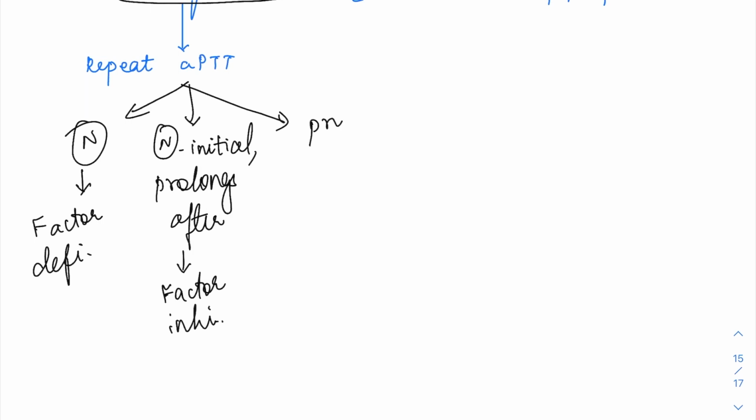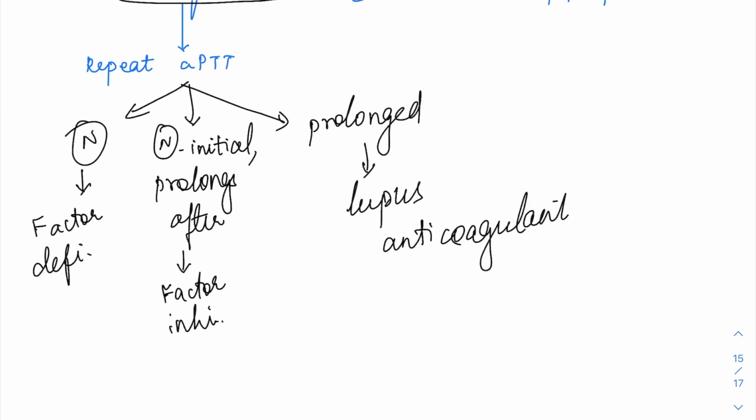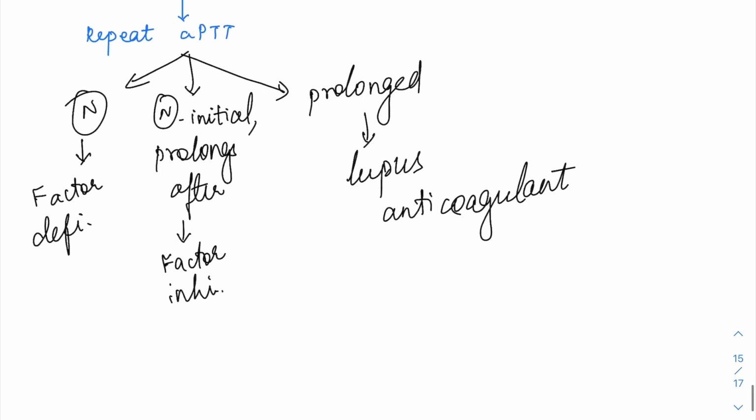But if it keeps on prolonging and doesn't diminish at all, initially it didn't diminish and after incubation also it didn't diminish, it means that there is a lupus anticoagulant. Okay, so these 3 things can be asked.